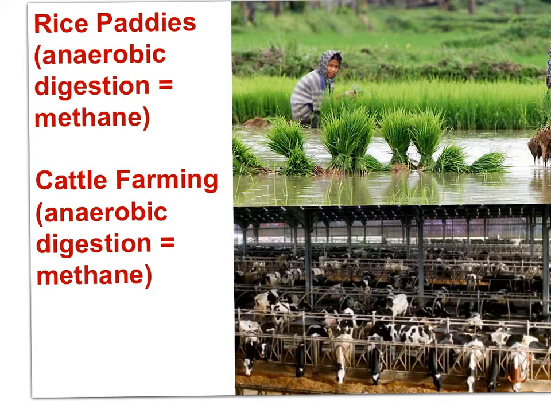Rice paddies and cattle farming increase the level of greenhouse gases in the atmosphere. The anaerobic digestion of organic matter in the watery environment of rice paddies or in the guts of cattle releases methane to the atmosphere, and methane is a greenhouse gas.